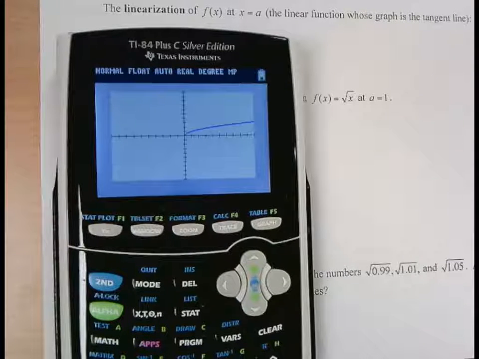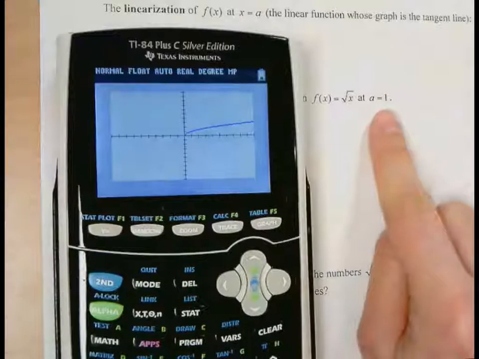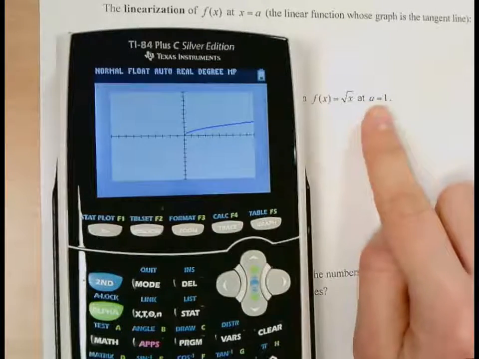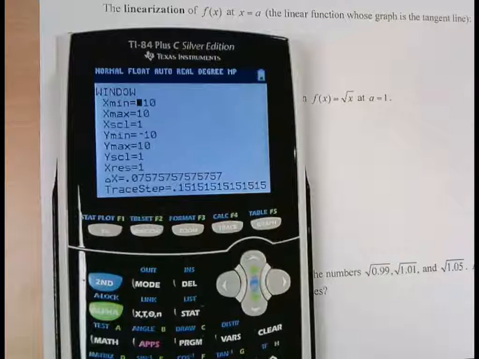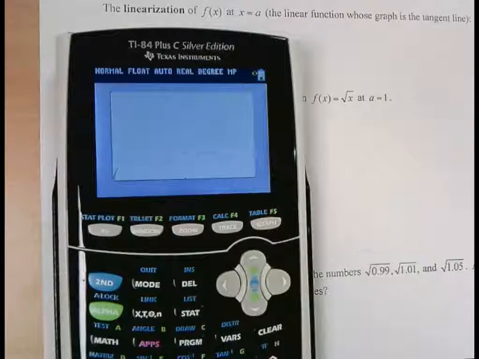What I want you to notice, though, is the square root of x is a curve, correct? It's not linear. Would you all agree? It's not a line. Now, if I focus around the x value 1, I'm going to restrict my window to, I'm going to do my x min as 0 and my x max as 2. I'm not going to change the scale. And then the same for the y's, I'm going to do 0 to 2. So I still have a square viewing window.